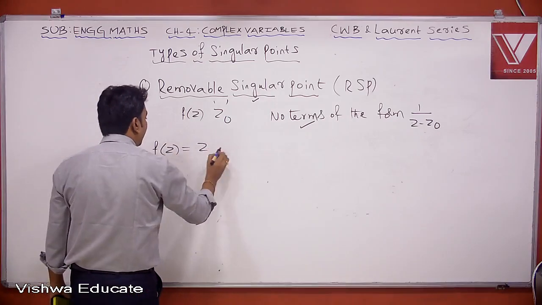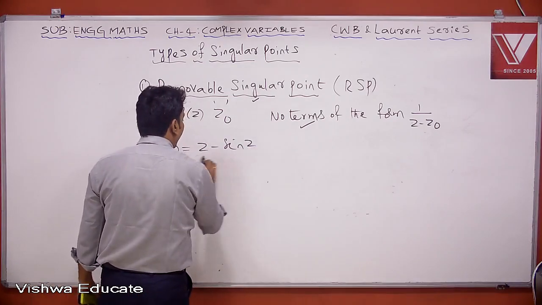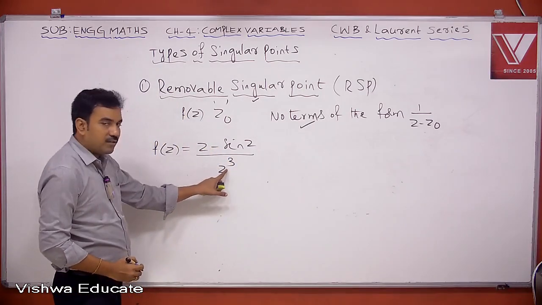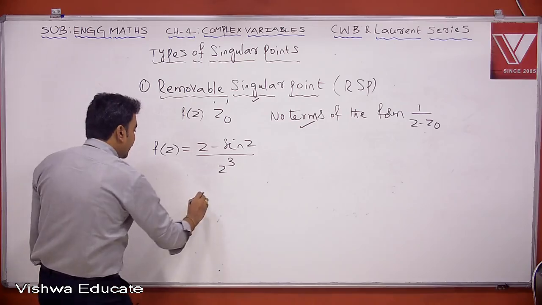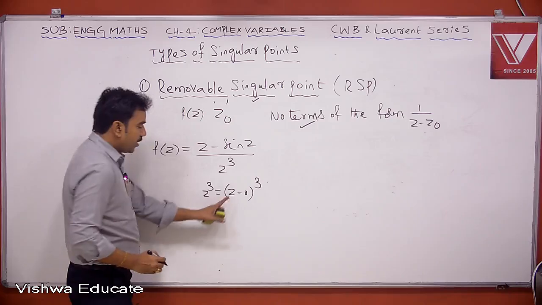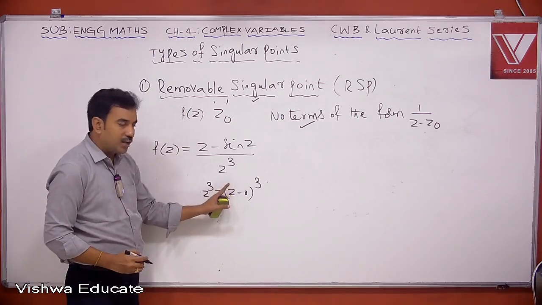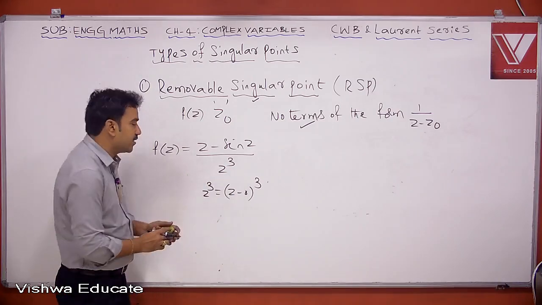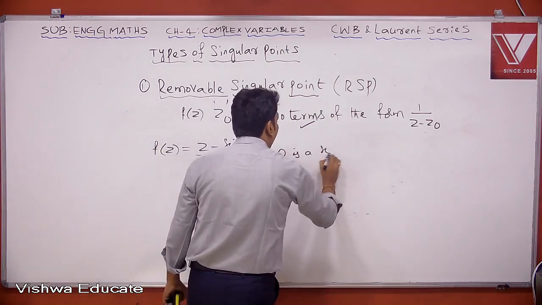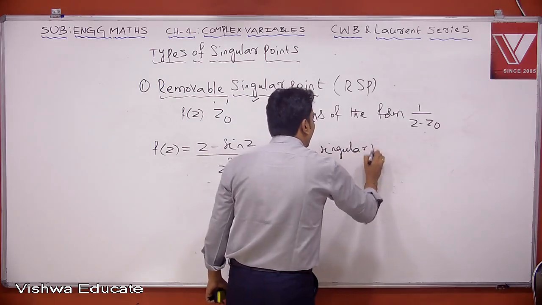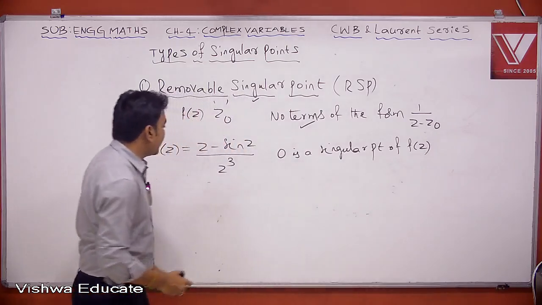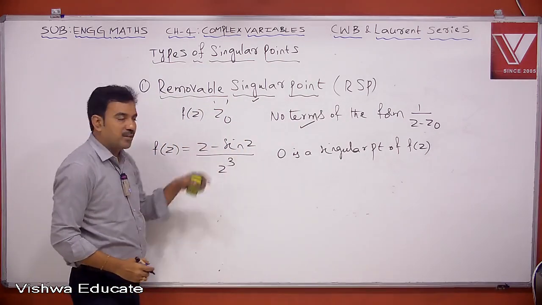Suppose f of z equals the function z minus sin z divided by z cube. Now in the denominator we have z minus 0 whole cube. This is z cube, I can write it as z minus 0 whole cube. So therefore z minus z0 terms are there in the denominator. So 0 is one of its singular points. So 0 is a singular point of f of z.